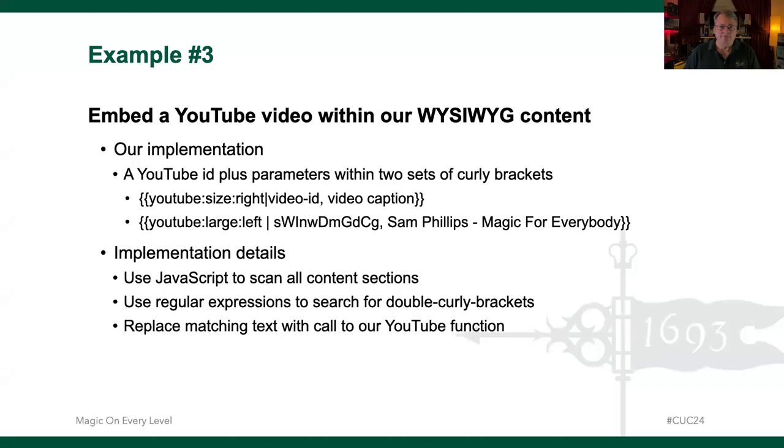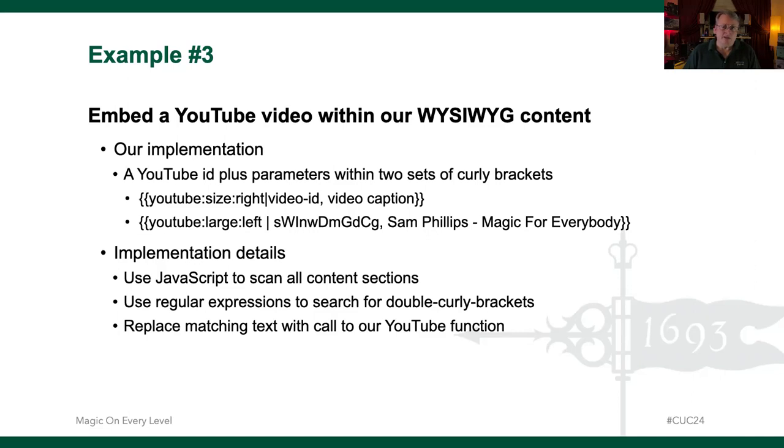Here's what we came up with. We decided to use a double set of curly brackets or braces, partly because of its similarity to the magic double square brackets for email protection that our editors already understood. The specific format is a bit more complicated, but easy enough to cut and paste from our Cascade help page, and then tweak as needed. This is what it looks like in the Cascade help page, and then a specific example for Sam Phillips' Magic for Everybody.